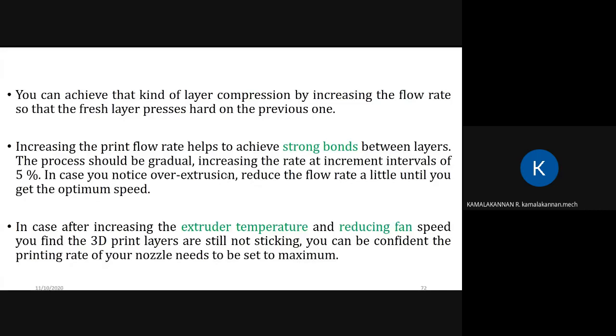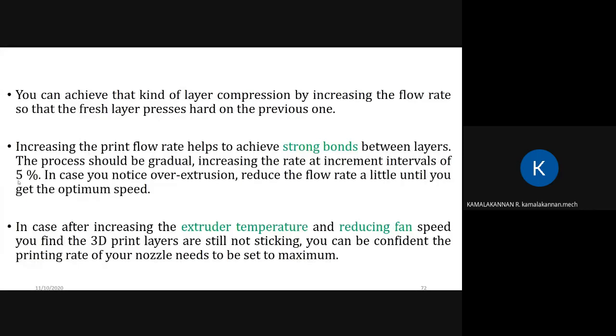The process should be gradual, increasing the rate at increment intervals of 5%. As we have seen on the last PPT, if you want to increase the temperature, increase by 5 degrees Celsius step by step. The same thing applies when you want to increase or decrease the flow rate: change it by 5% at a time. A sudden increase or sudden decrement will create a clog in the extruder. So increase or decrease the flow rate step by step.